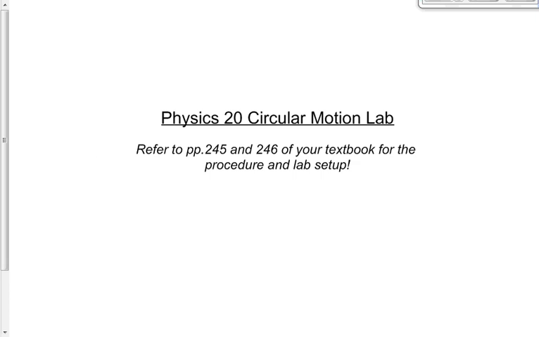Today we're going to do a lab, a circular motion lab, the purpose of which is going to be to find a relationship between a couple of variables within that circular motion equation, that centripetal force equation. The procedure, if you need a little bit more than what I'm discussing in class here, you can go back and look at page 245 and 246 of your textbook.